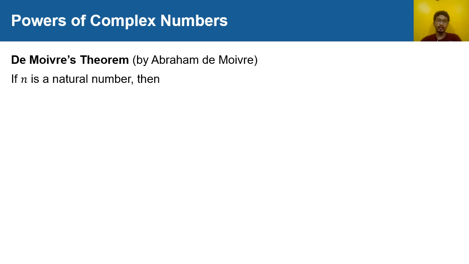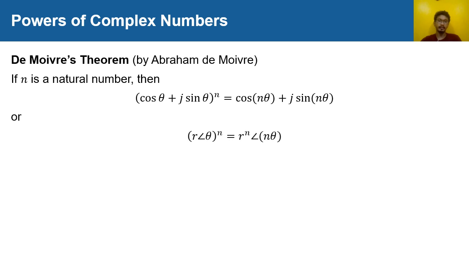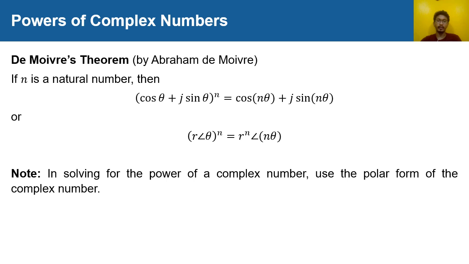If n is a natural number, then (cosine theta plus j sine theta) raised to n is equal to cosine n theta plus j sine n theta. Or, in polar form, that is (r bar angle theta) raised to n is equal to r raised to n bar angle n times theta. Take note that in solving for the power of a complex number, use the polar form of the complex number.